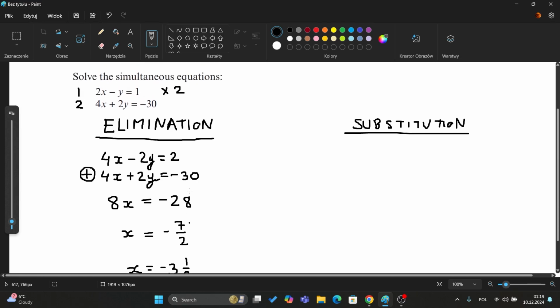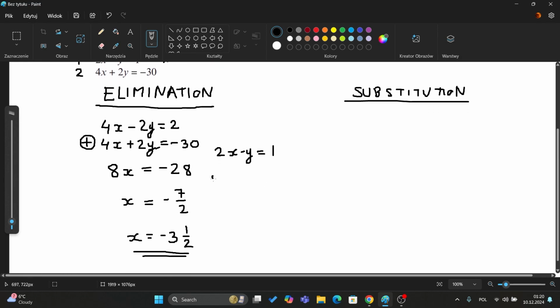Now I can use my first equation, 2x minus y equals 1, to work out the value of y by simply making y the subject. And now with this equation I can input the value of x, which is negative 3.5, and the value of y is negative 8.